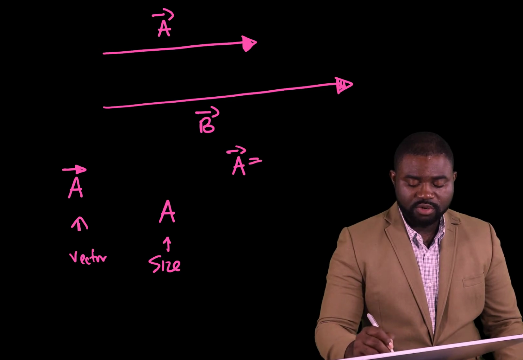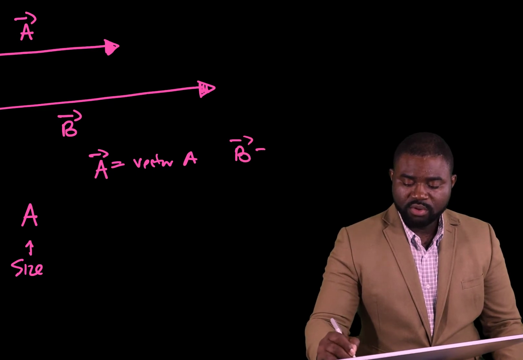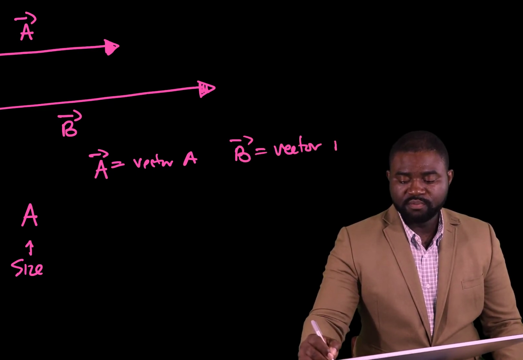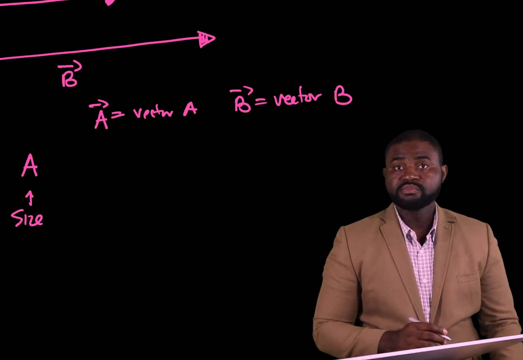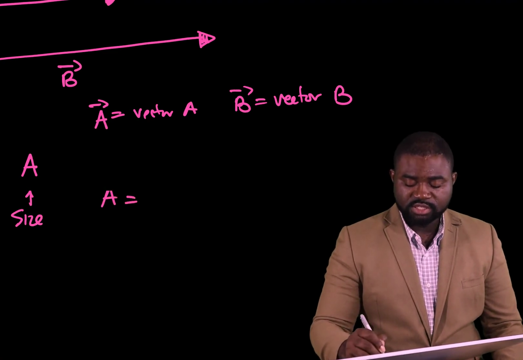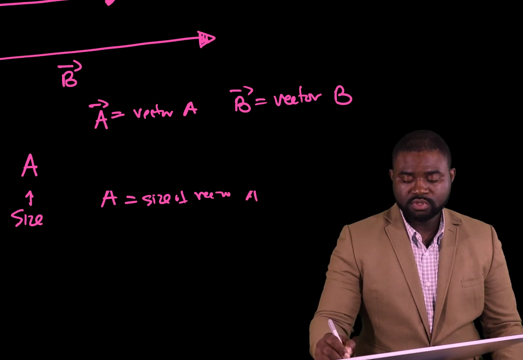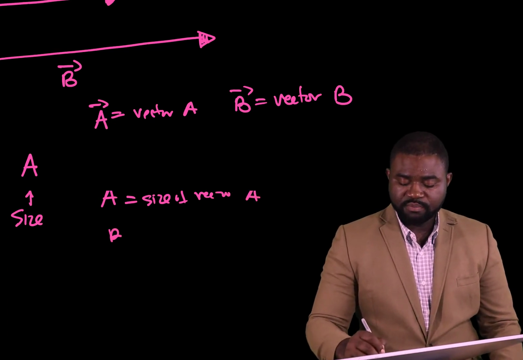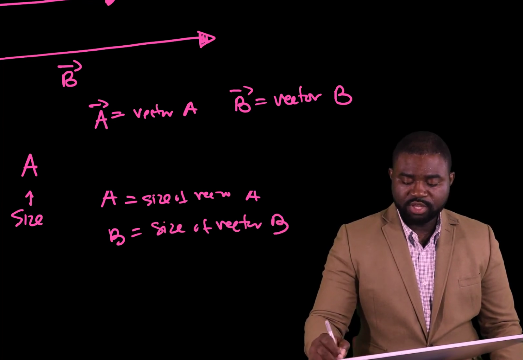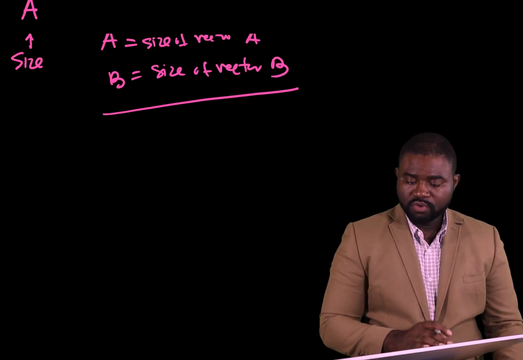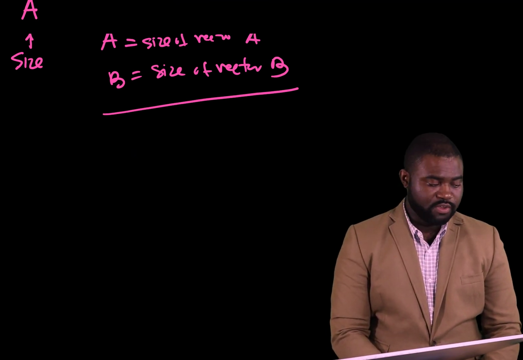So we can either just do this. A with an arrow represents vector A, B with an arrow represents vector B. You notice that there is an arrow on top of each letter. But if I just write A, this is just the size of vector A. And if I just write B, this is just the size of vector B. So keep this in mind whenever you are manipulating vectors.